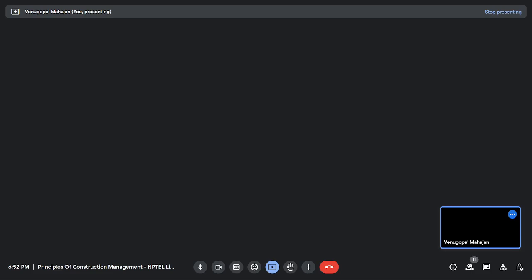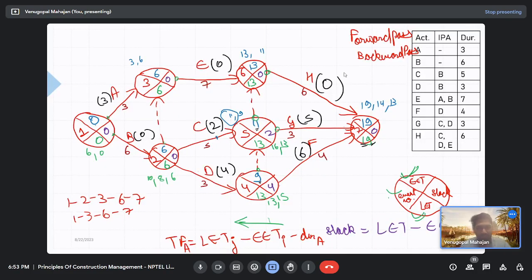For D, can you guys follow the calculations? 13 minus 6 is 7, 7 minus 3 is 4. For activity G, 19 minus 11, how much? 8, 8 minus 3, 5. For F, 19 minus 9, 10, 10 minus 4, 6. For H, 19 minus 13, 6 minus 6, 0. Okay, so you have got your float calculation also.